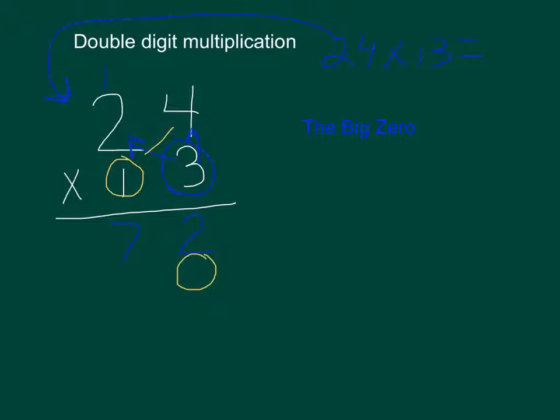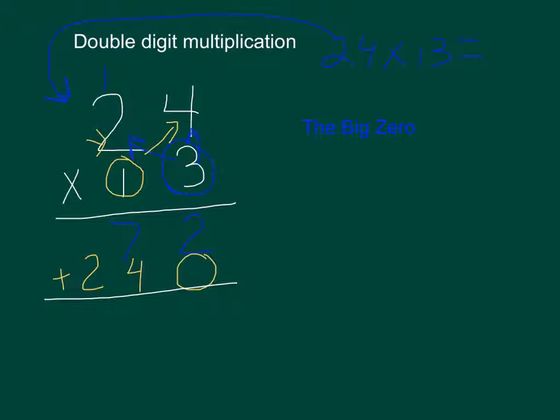So 1 times 4 is 4. 1 times 2 is 2. But of course you know anything times 1 is itself. When you get that written down, you find the sum.